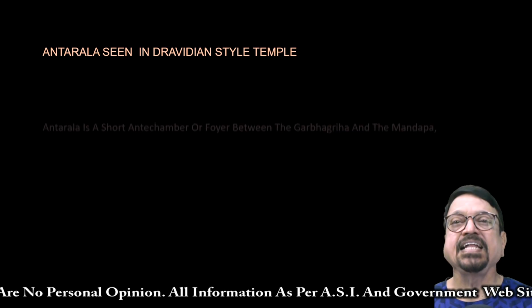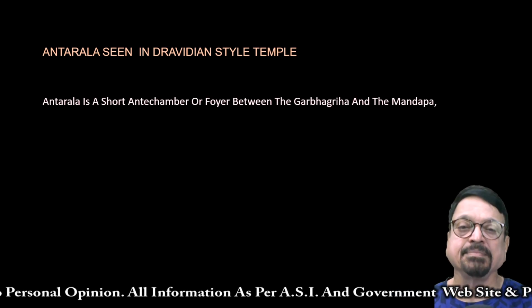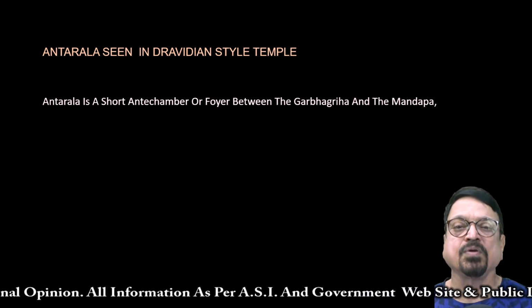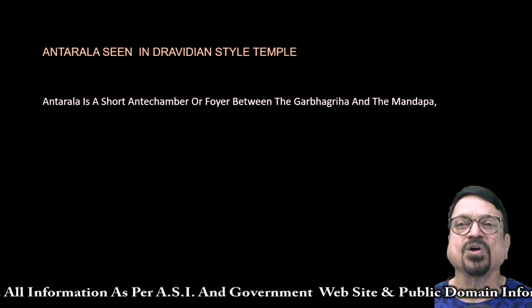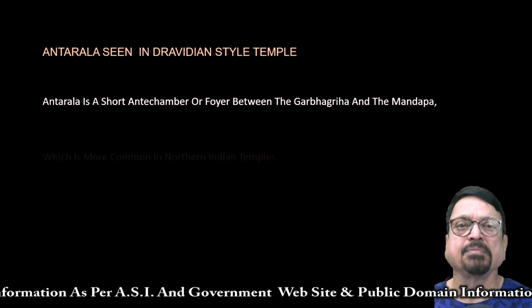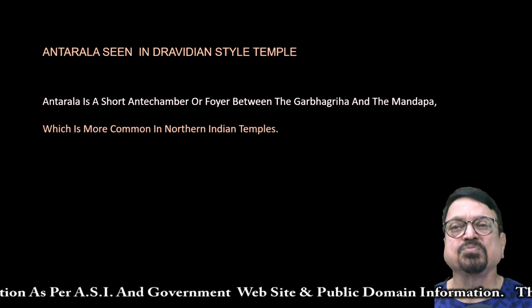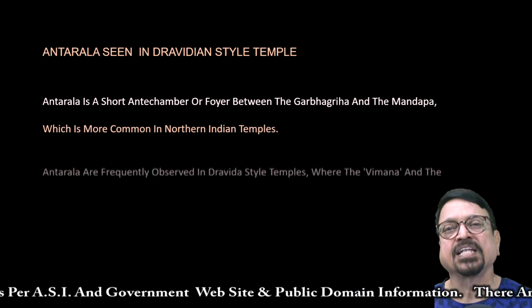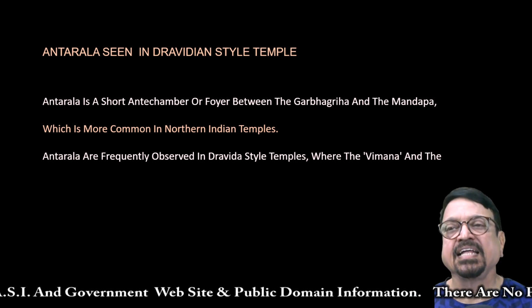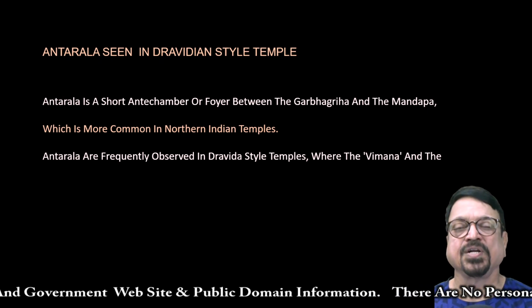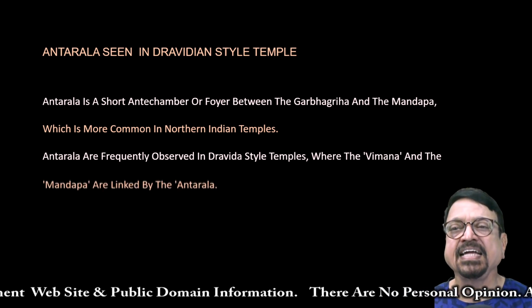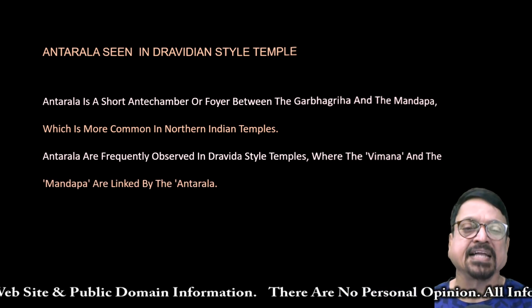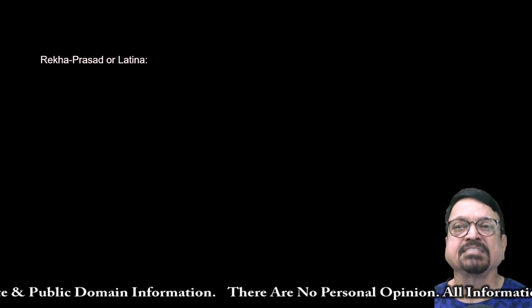Then Antarala seen in the Dravidian style? Yes, it can be seen. From Mahakuta onward, experimentation was in Pattadakal. Then Antarala is a short antique chamber between the Garbhagriha and the Mandapa, which is more common in the northern Indian temples. Antarala are frequently observed in Dravidian style, where the Vimana and the Mandapas are linked by them. And that is more important.